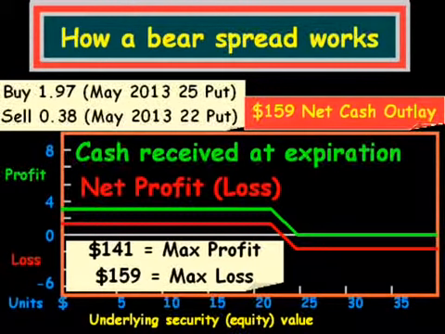Now keep in mind that this does not include brokerage costs, and also when someone uses a strategy like this, they typically don't do it in one put. They might do 10 puts or 20 puts or 100 puts, so that would actually minimize the brokerage cost. But if you were doing one, the brokerage cost would actually make the max loss higher and the max profit lower in that situation. And that is conceptually how a bear spread works.